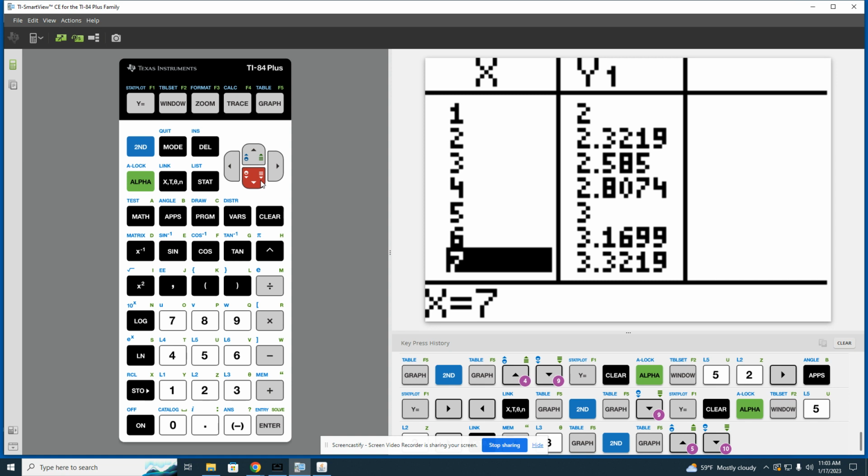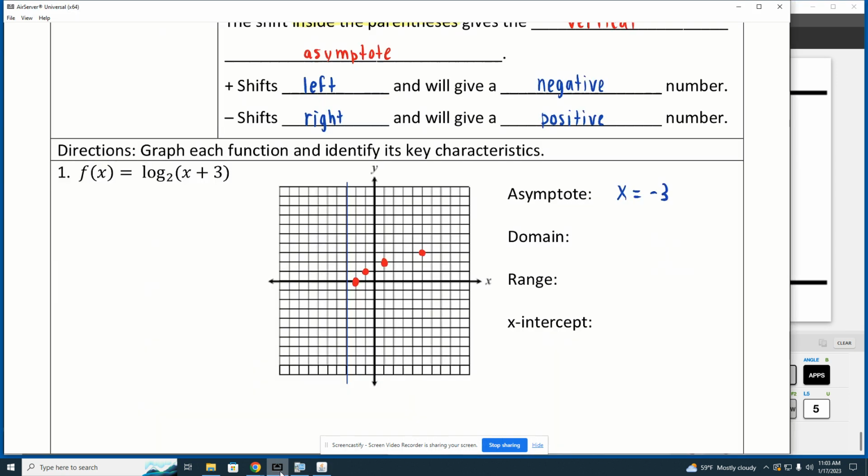Let me go back to my paper, and then we'll answer all these questions really fast. Look, I cannot touch my asymptote. So I'm going to just get real close to it, coming up and through all of these points. Boom. That's a beautiful looking graph. So what's my domain, y'all? Negative 3 to positive infinity.